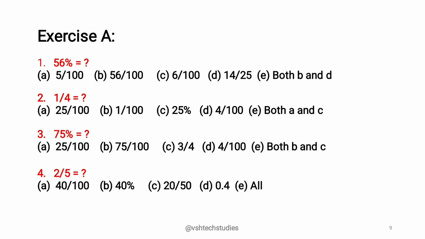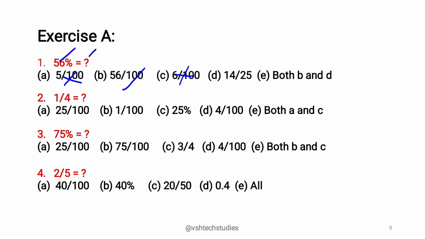In this exercise A, in that first one, multiple choice questions are given. We have to tick the correct one here. So 56% means question mark. So here 5 by 100, no, it is 56 by 100. 56% means 56 by 100. That is why this is correct. So it cannot be 6 by 100, it cannot be 5 by 100. So 56 by 100 is correct.